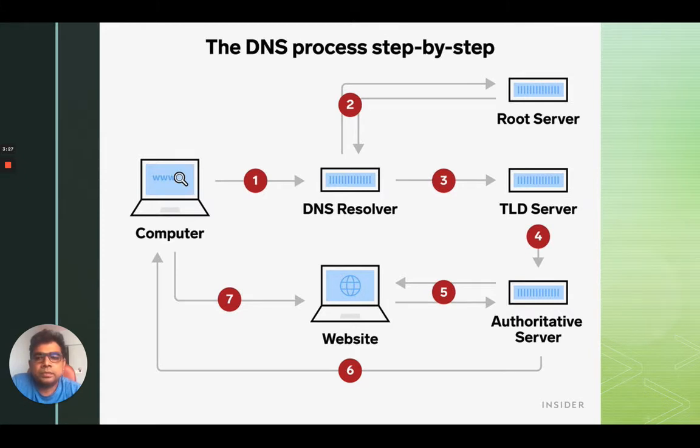So what happens typically? In step 1, on your computer, you type a domain name such as world.com. It goes to the DNS resolver. If it is not found, it will go to the root server, then to the TLD server, and then from the TLD to the authoritative server, and from there it reaches the website. Once it reaches the website, the IP address is returned to the local computer browser, and through that IP address, the website can be found.